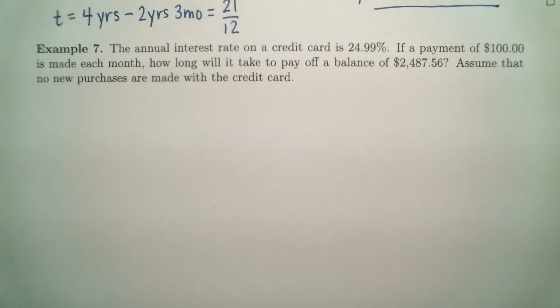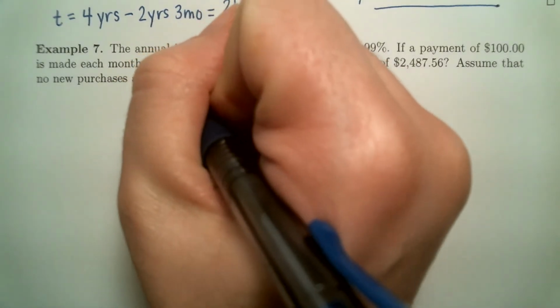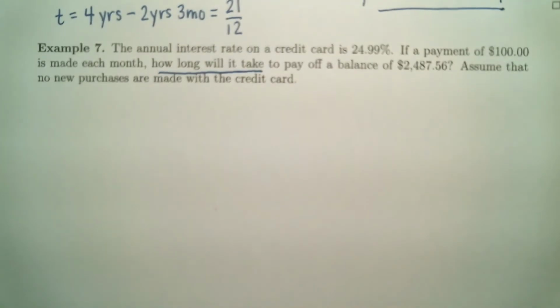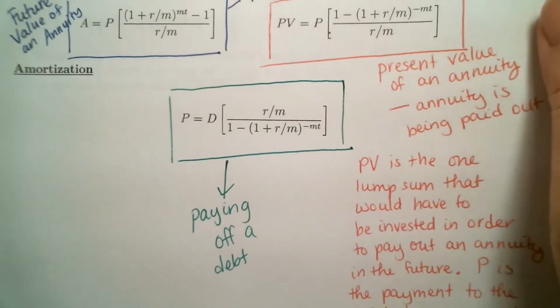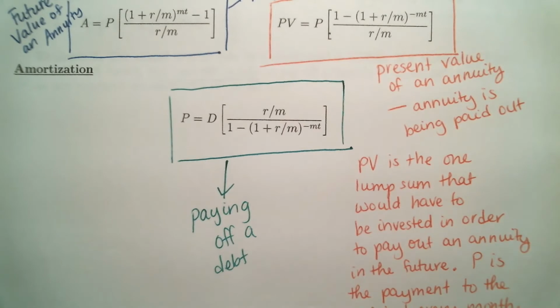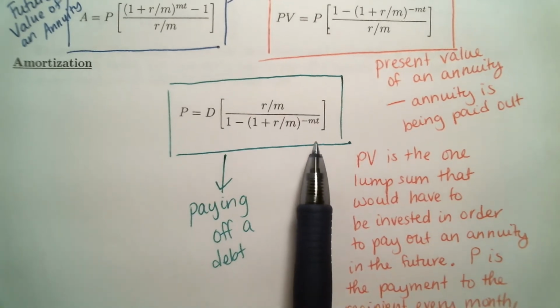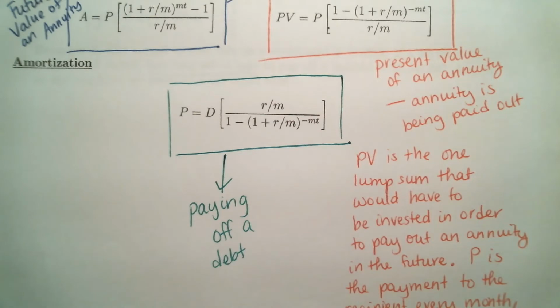All right, so we are paying off a debt here. So obviously you would want to use the amortization formula as you're paying off your credit card. The thing is, the question is, how long will it take? So we are solving for time. Let me pull up my formula sheet. When you look at the amortization formula, obviously it's complicated, but if you're solving for time, this is going to be ultra tricky because time is in the denominator.